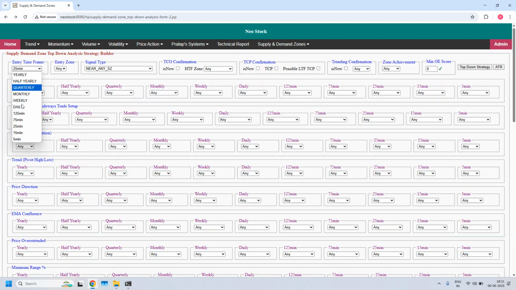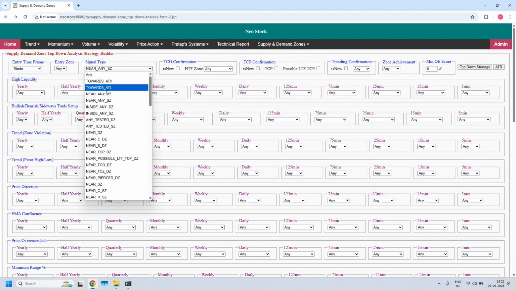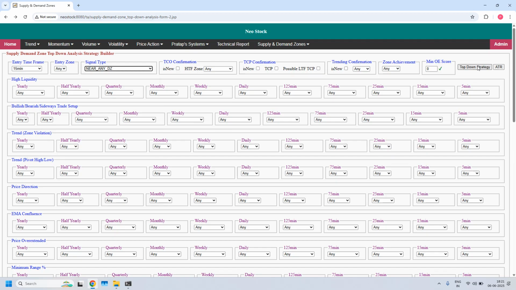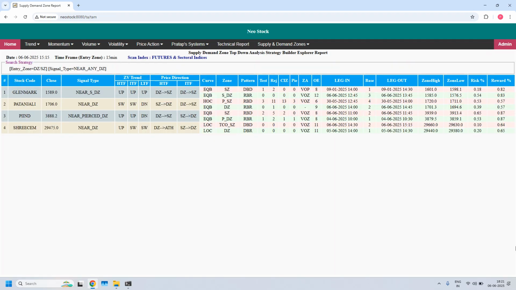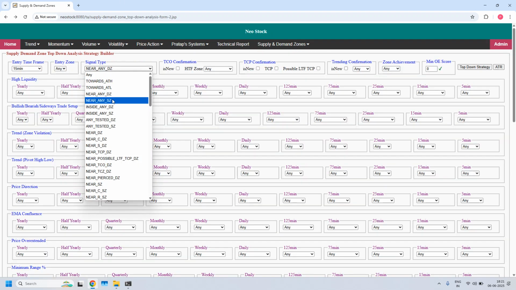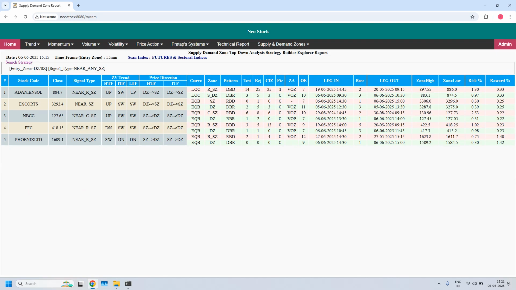Next time frame is 15 minutes. Stocks near to the 15 minutes demand zone, we got 4 stocks. Next, stocks near to the 15 minutes supply zone, we got 5 stocks.